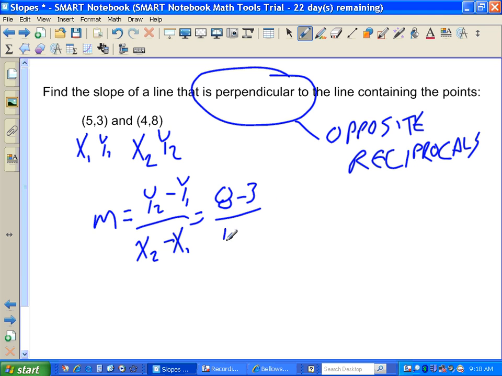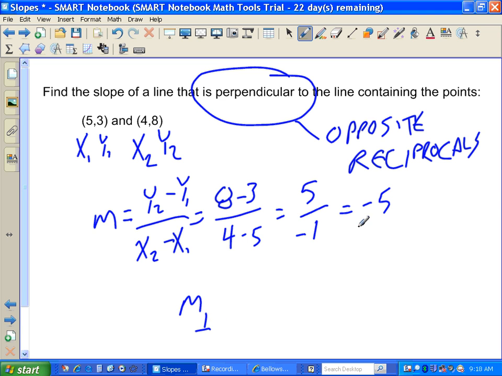8 subtract 3 over 4 subtract 3. All right. Now 4 subtract 3. I did it. There's my mistake for the day. How about 4 subtract 5? Is that better? All right. 8 minus 3, 4 minus 5. 8 minus 3 is 5. 4 minus 5 is negative 1. So my slope here is negative 5.